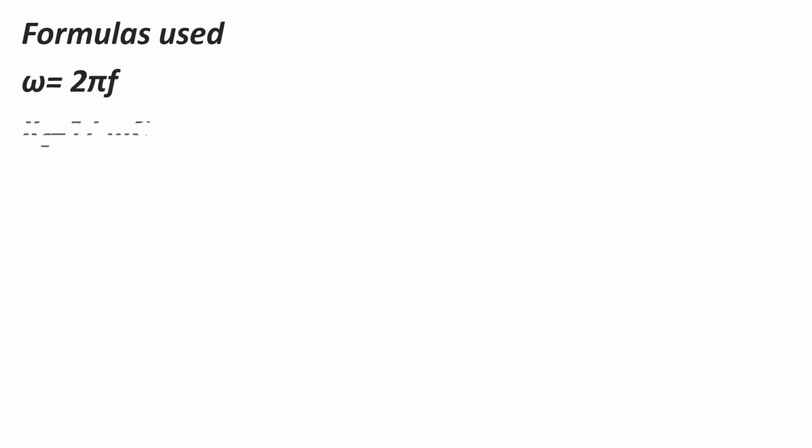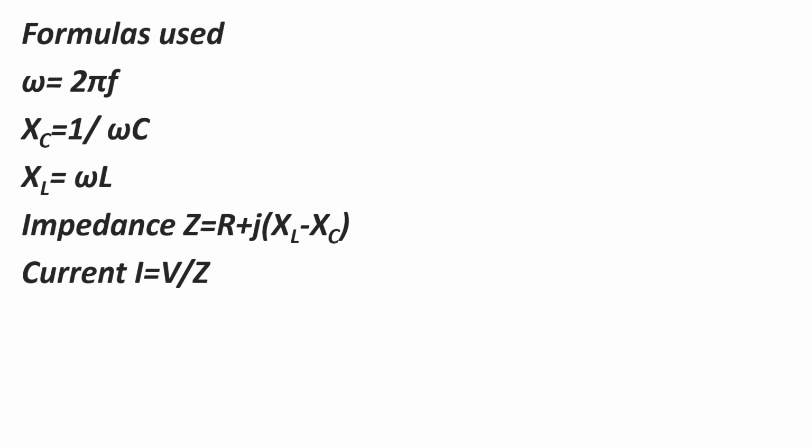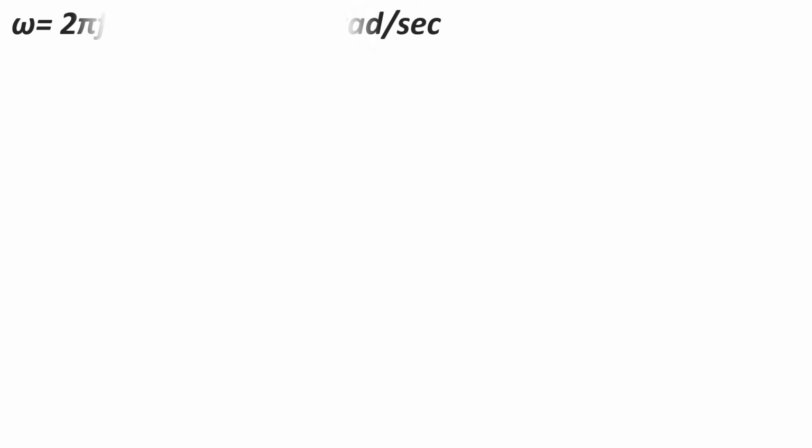The formulas used are: omega equals 2 pi f, where omega is the angular frequency. Capacitive reactance Xc equals 1 by omega C, inductive reactance XL equals omega L, impedance Z equals R plus j(XL minus XC), and current I equals V by Z. Substituting the frequency f equals 50 Hz, 2 pi into 50 equals 314.15. Units for omega is radians per second.